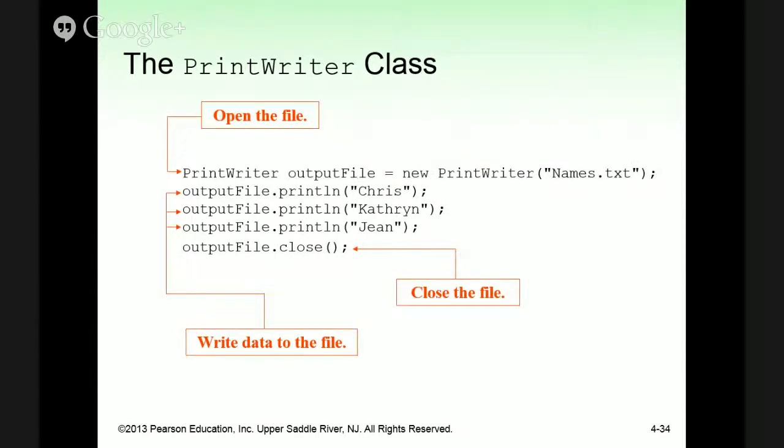So in this example, the PrintWriter object is given a value, names.txt, and it's given a name, outputFile. Then we can use that object name, outputFile.println, to write to the file the same way we're used to writing to the command line. When we're done, we want to make sure to close that file. Otherwise, other programs will not be able to interact with it.